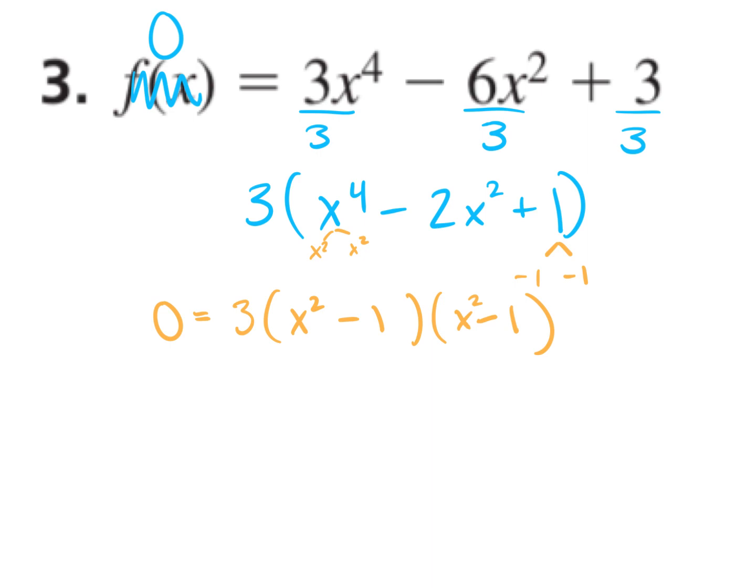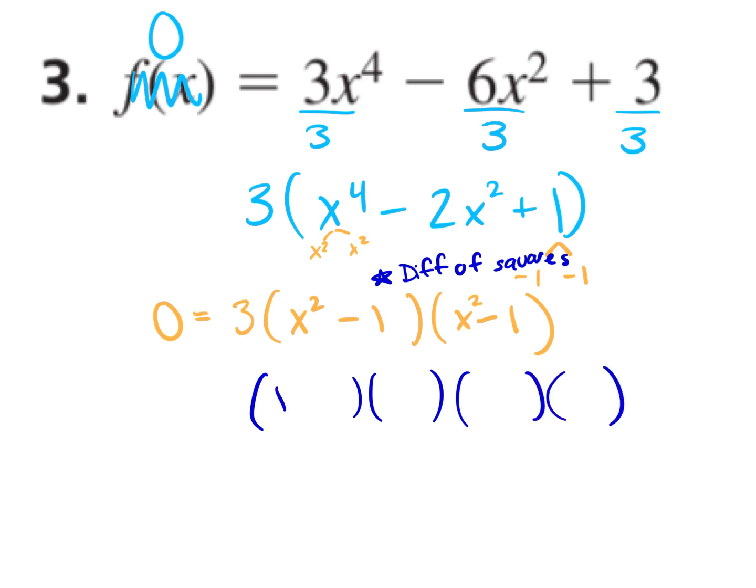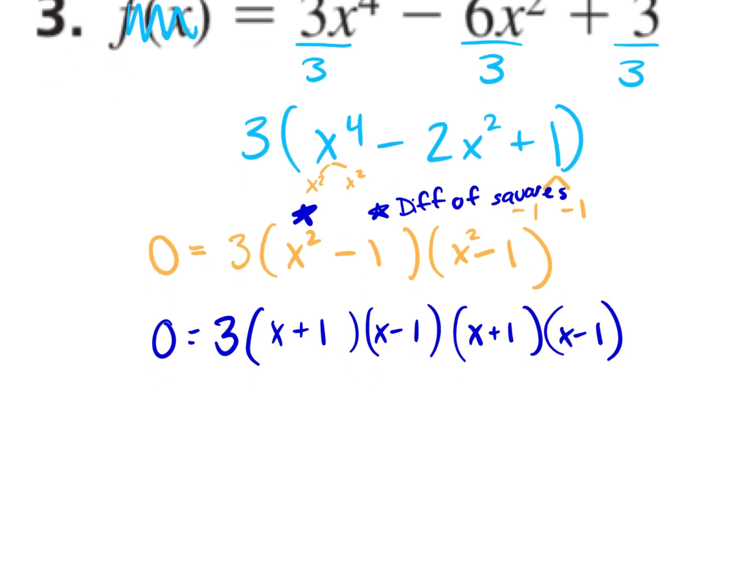Can I factor this anymore? What's special about x squared and 1? It is the difference of squares. So how would it factor? x plus 1 and x minus 1. And same with the other one, x plus 1 and x minus 1. Since we have 2 of them, it's 2 difference of squares. Now that I factored it all the way, what can I do next?